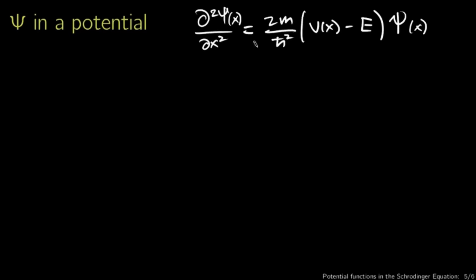So let's think about what this means. If you have a potential V of x that's greater than your energy, if V of x is greater than E, what does that mean? That means V of x minus E is a positive quantity.